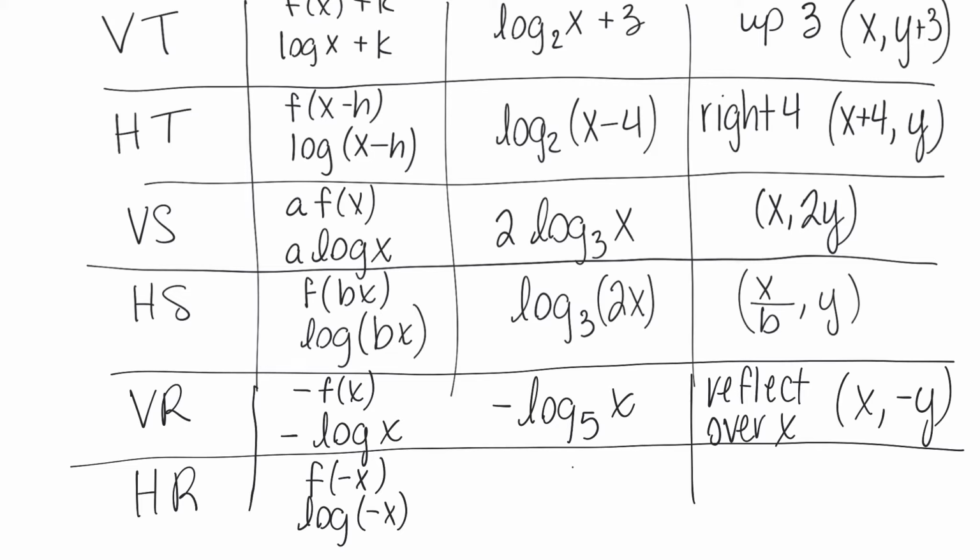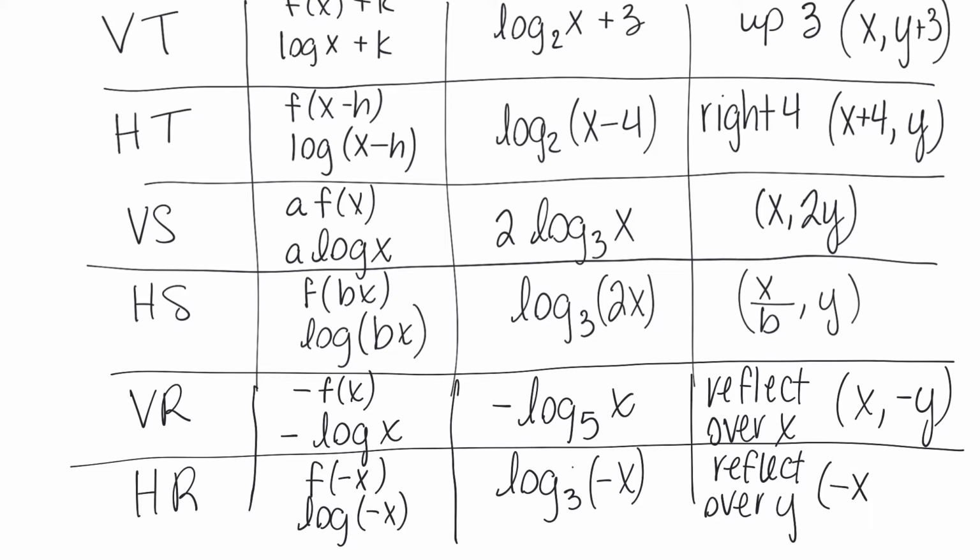Now this gets tricky because we don't like negatives in our logs, so it's going to affect what values are there. So it might look like this. You might have log base 3 of negative x. This is going to be a reflection over y, and it'll be negative x, y for your mapping notation.